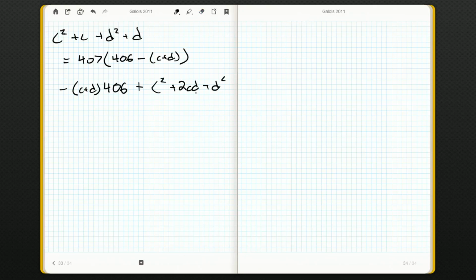Aha, there's my cd, so that's great. My c squareds on either side are going to cancel out. My d squareds on either side are going to cancel out. So there's the 2 that I'm probably going to divide by. Okay. So I've got a c plus d on this side. 407 times (406 minus (c plus d)).